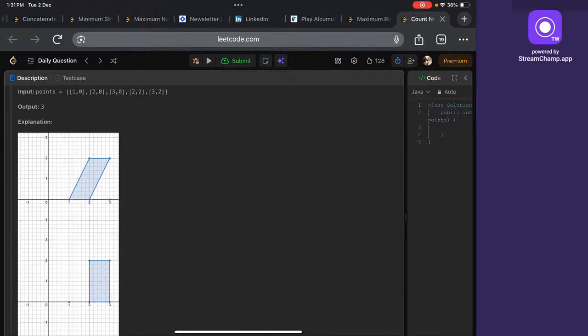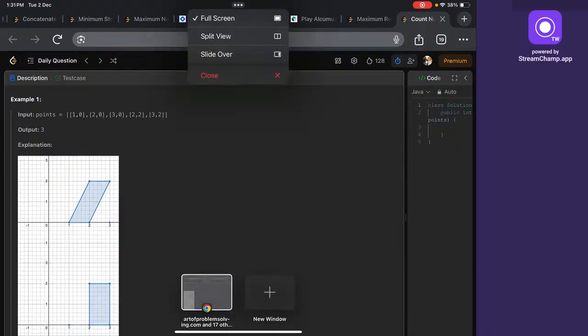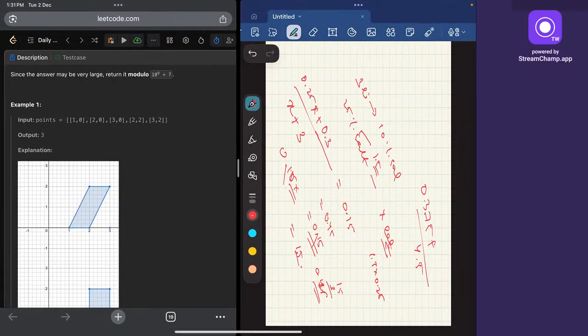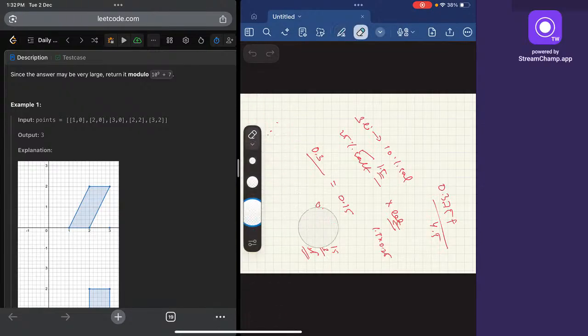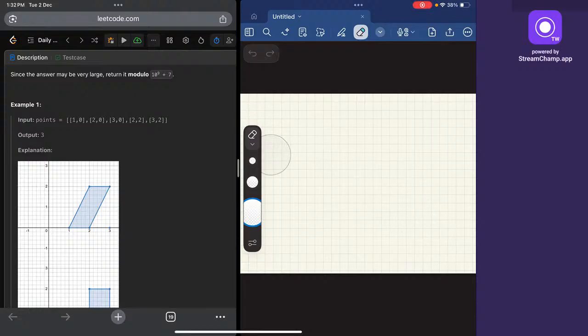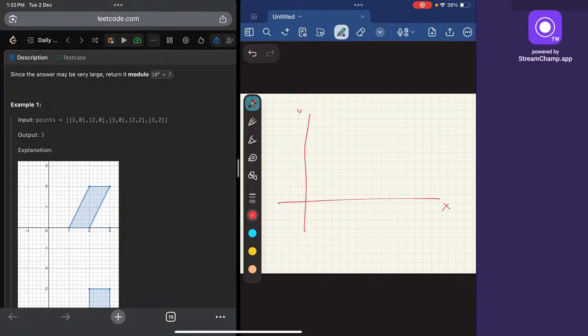Let's try to draw and see what observation we can make. One side should be parallel. Okay, this is the x-axis, this is the y-axis. At (1,0) we have point A. At (2,0) we have point B. And C is at (3,0). Okay, three collinear points.